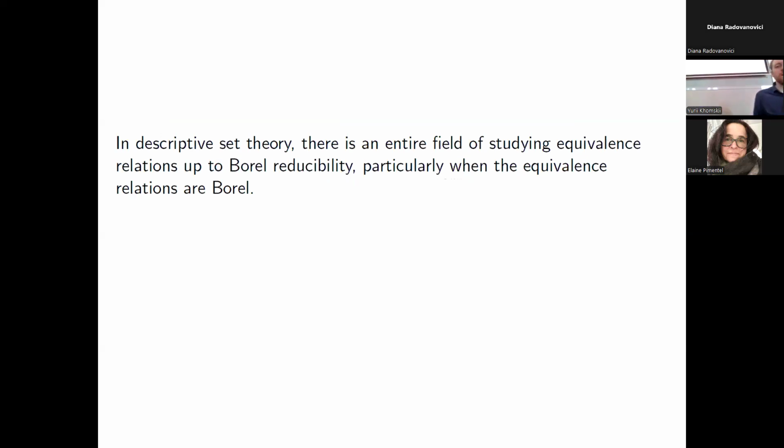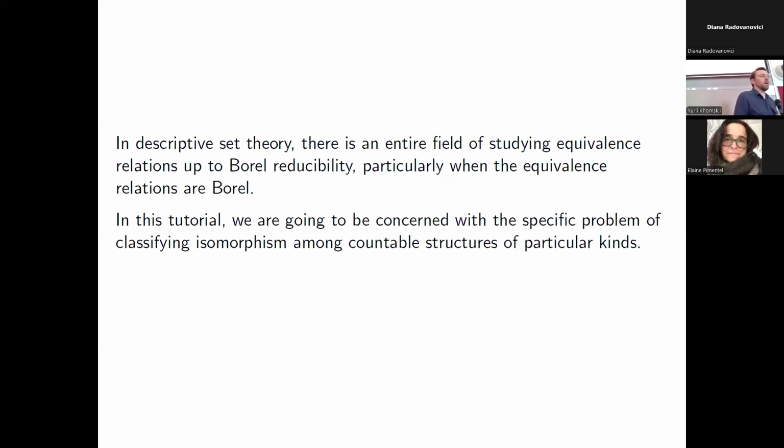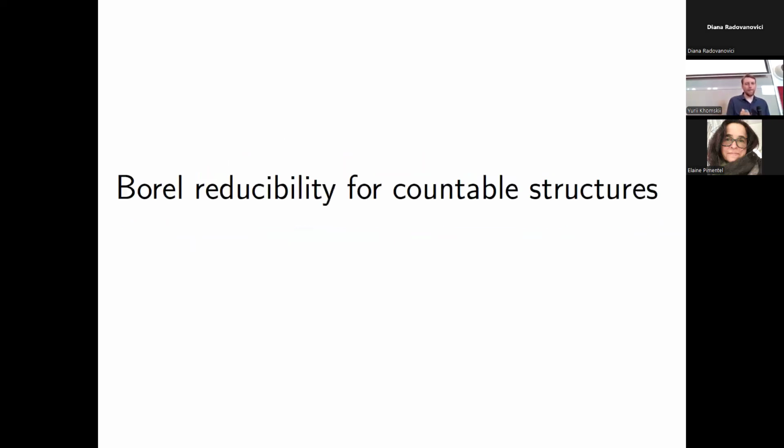So in descriptive set theory, there's an entire field of studying equivalence relations up to Borel reducibility. A lot of what they do is when the equivalence relations are Borel. But in this tutorial, I'm really going to be focused on the specific problem of isomorphism among countable structures. And really, the focus is going to be on different kinds of structures. So on groups and fields and graphs and linear orders and how these all relate to each other. All right. So you sort of got the preliminaries out of the way. So now we can get to the main definitions.